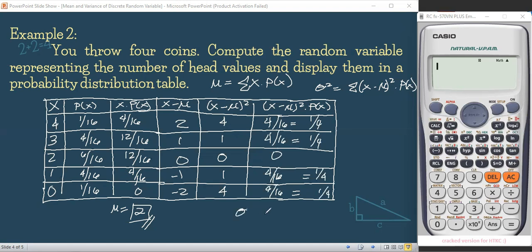So our variance po is equal to 1/4 plus 1/4 plus 1/4 plus 1/4. This is also equal to 1. Now the square root of 1 is also equal to 1. So therefore, meaning to say in this problem, the mean is 2, the variance is 1, and the standard deviation is 1.